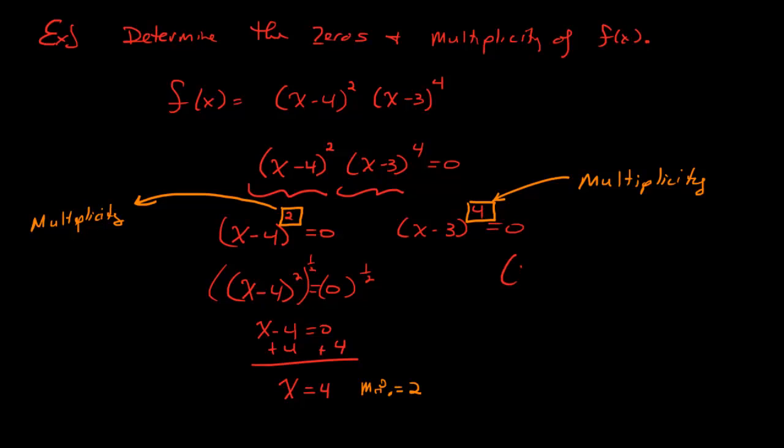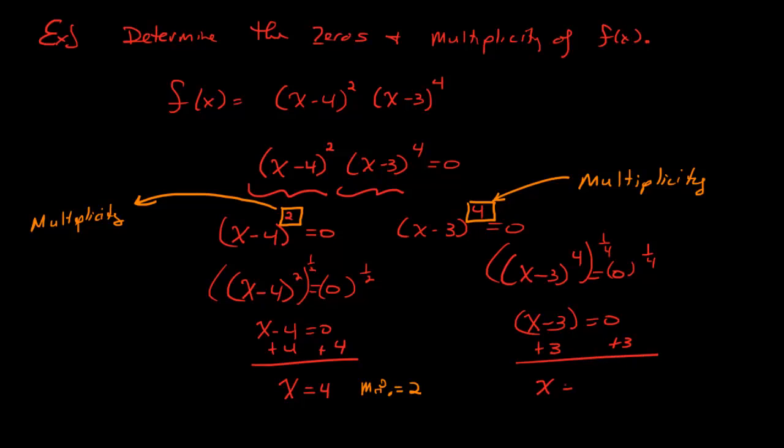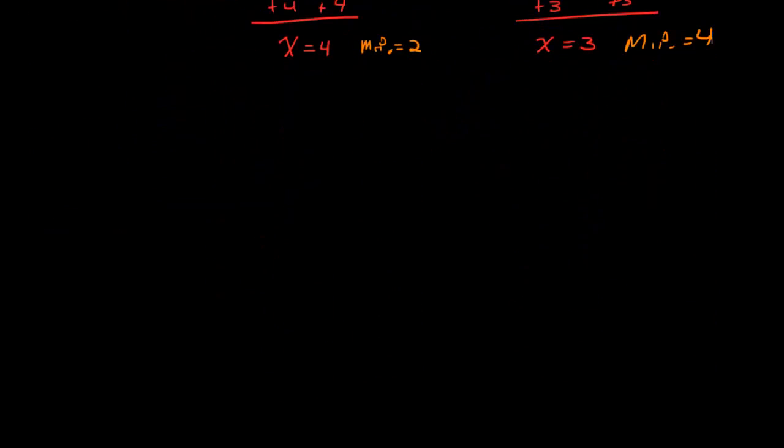Over here, if I want to solve x minus 3 to the 4th equals 0, I raise both sides to the 1/4 power, and I get x minus 3 equal to 0. Adding 3 on both sides, I get x equals 3. And this 0 has a multiplicity equal to that value of 4. So they have two different multiplicities which are indicated algebraically by how many times they occur, or the quantity of that exponent. So let's do the same thing for this example.